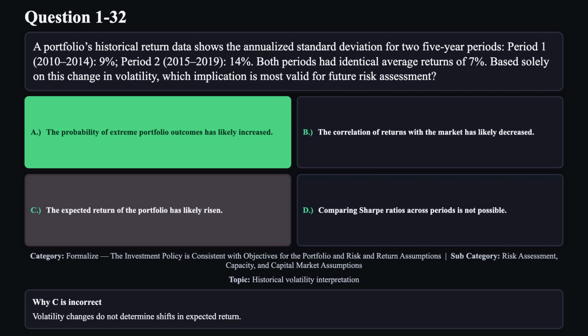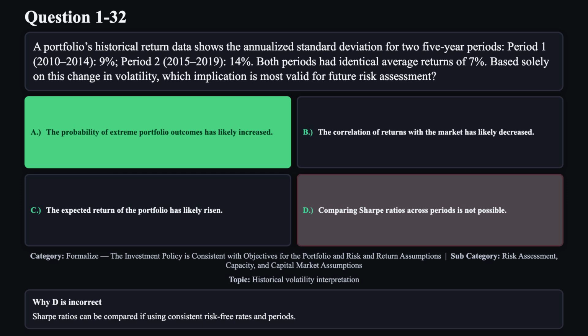Reason C is not correct. Volatility changes do not determine shifts in expected return. Reason D is not correct. Sharpe ratios can be compared if using consistent risk-free rates and periods.